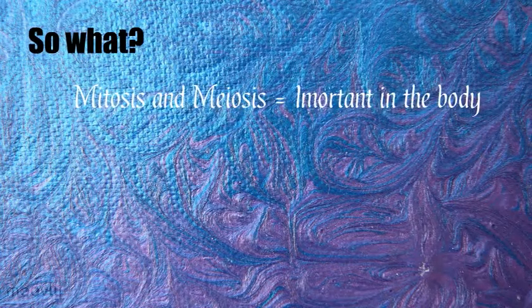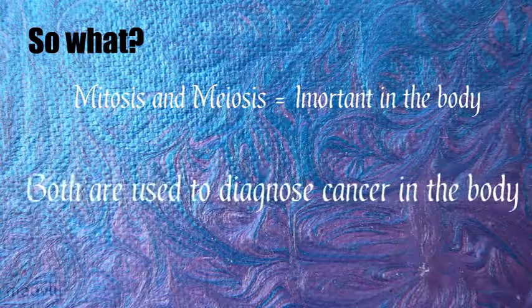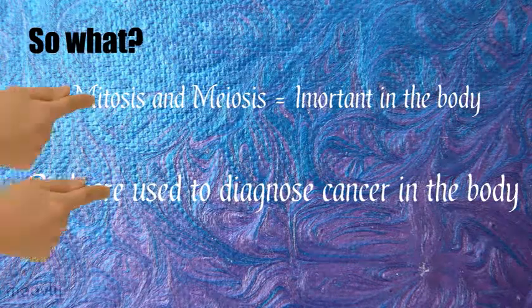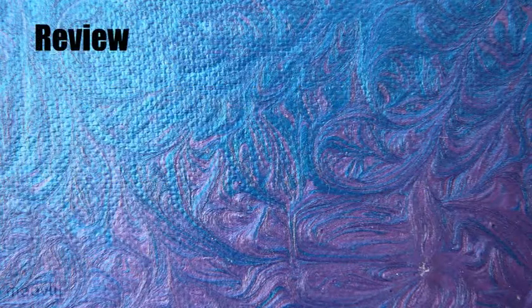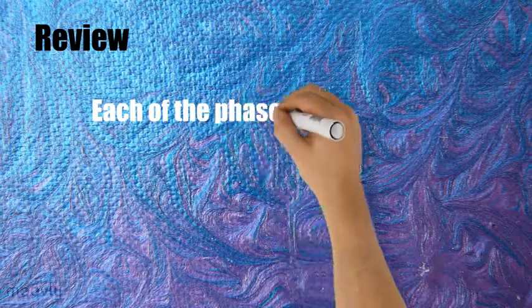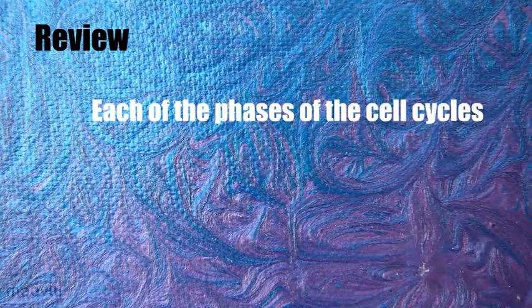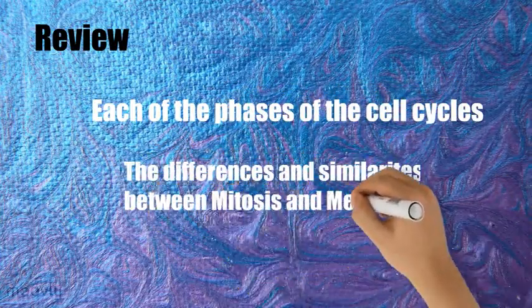Mitosis and meiosis are obviously very important in the functioning of our bodies. Another importance of the cell division cycle is it is used to diagnose cancer, as we saw in lab. In this video, I have explained what happened in each phase of both of the cell cycles and the differences and similarity between these two.